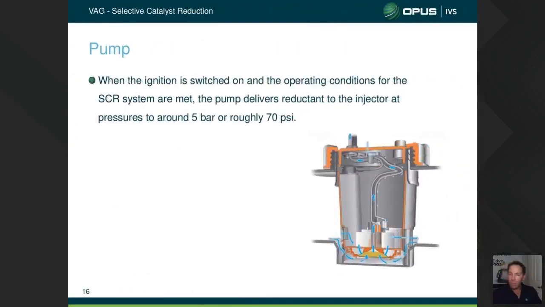All right, the pump: when the ignition is switched on and operating conditions for the SCR system are met, the pump delivers reductant to an injector at pressures of around 5 bar, or roughly 70 psi. So it's reasonably high pressure.